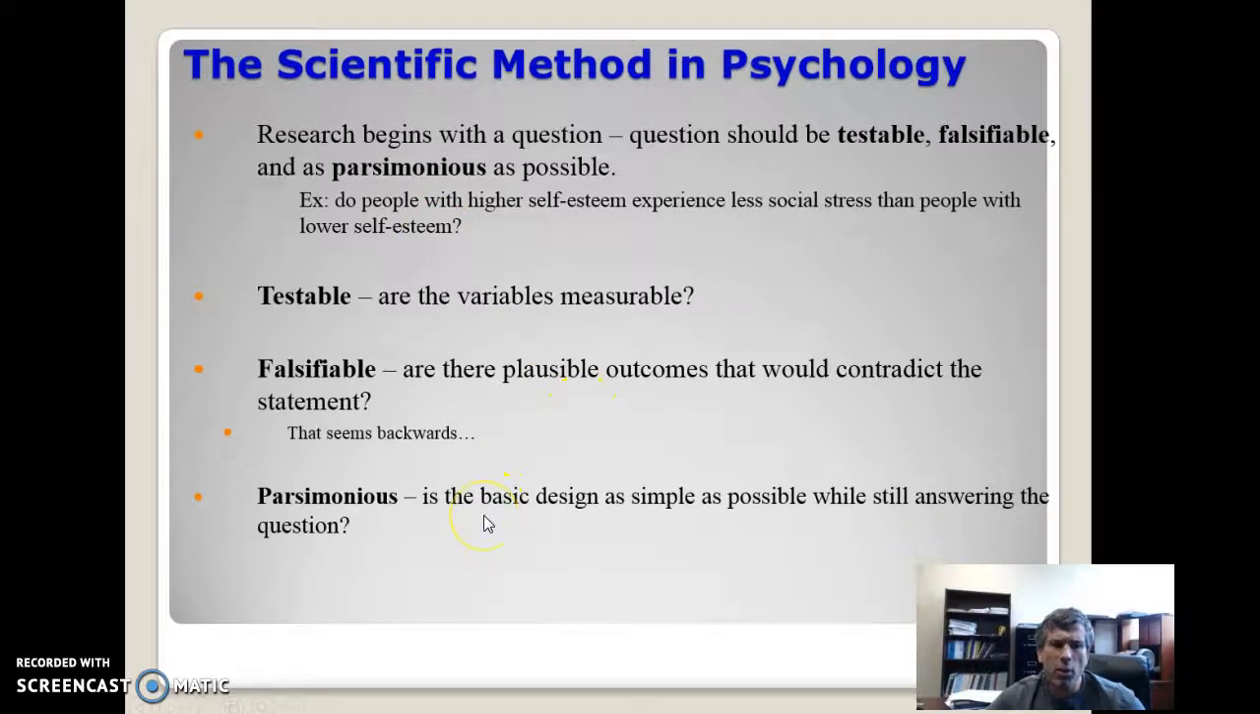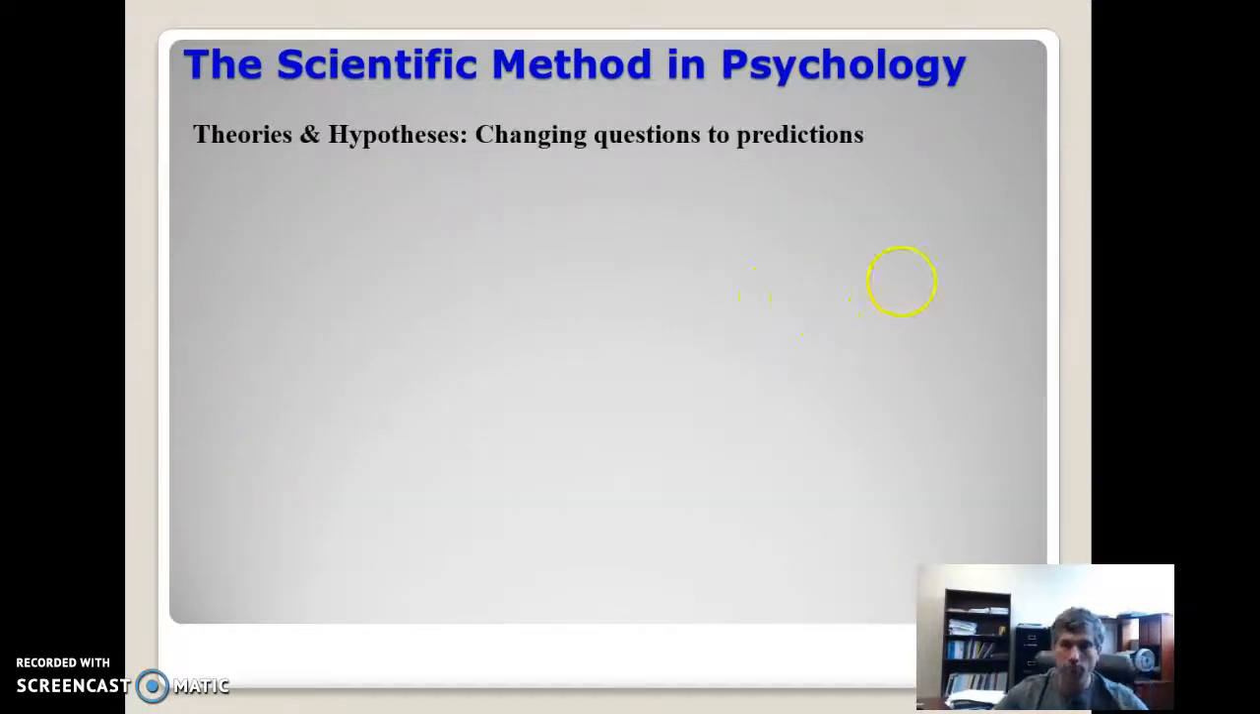And the next is parsimonious. Parsimonious just means keep things as simple as possible while still answering the question, still getting the information that you want. So keep it as simple as you can. When you look at this, there's only really two moving parts here: people's self-esteem, people's social stress. If we're interested in how those two things relate, that's about as simple as we can make it. So our question here does qualify.